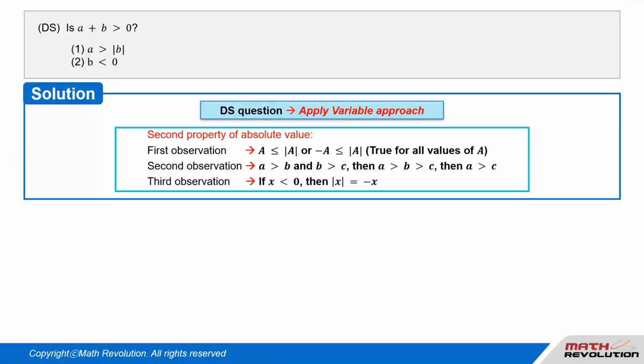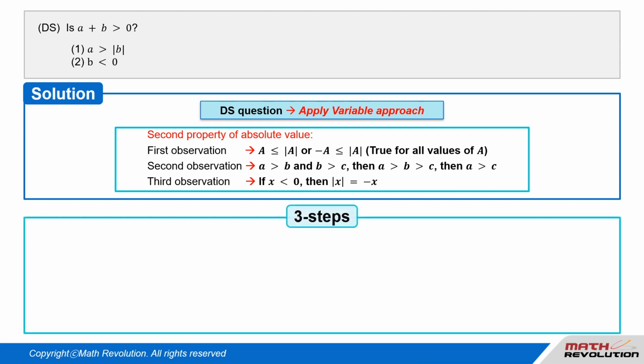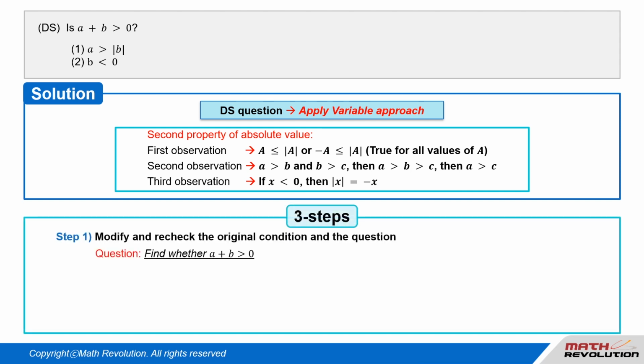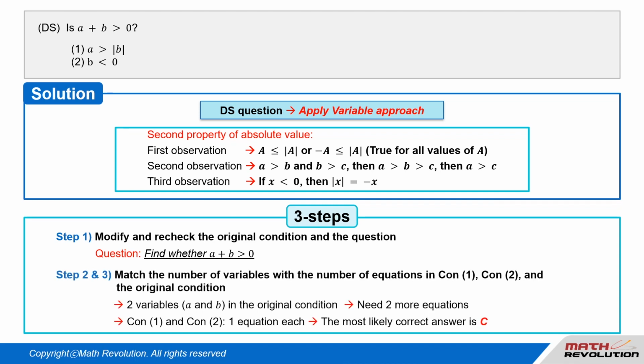Solution. Let's solve this DS question using the variable approach. Let's apply the 3 steps suggested previously. Follow the first step of the variable approach by modifying and rechecking the original condition and the question. We have to find out whether A plus B is greater than 0. Follow the second and the third steps.